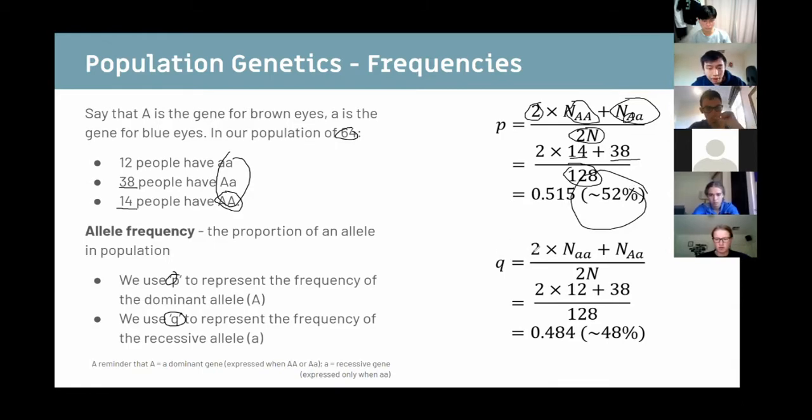And you apply the same idea on the bottom, but instead of doubling the big A's, you double the number of people with little a's. And that's basically the same idea. Again, you don't times anything for the people who are heterozygote because they only have one little a. So the top finds the number of little a's in the whole population, and the bottom is basically the number of alleles again. And that works out to be 48% here.